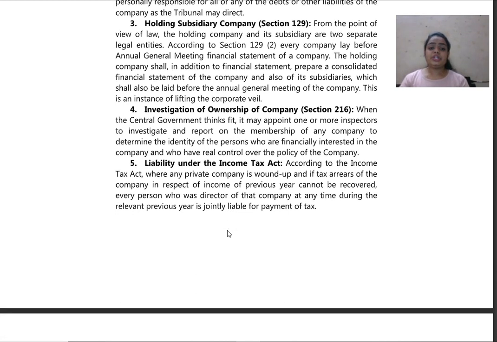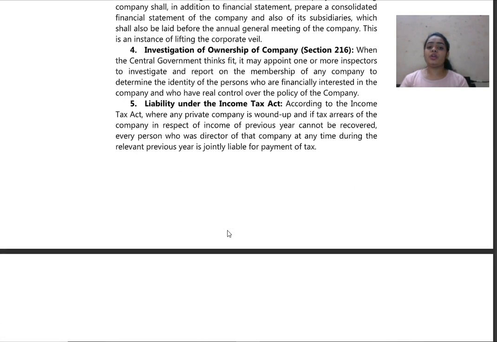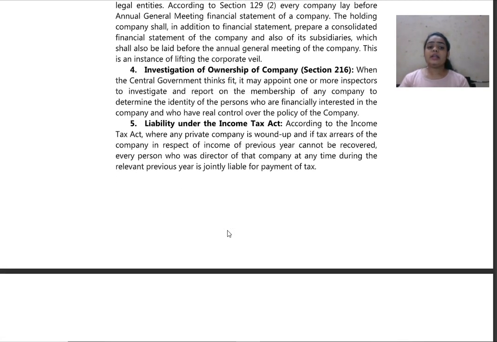Further, we shall see about investigation of ownership of a company. When the central government thinks fit, it may appoint one or more inspectors to investigate and report on the membership of any company to determine the identity of the persons who are financially interested in the company and who have real control over the policy of the company. So, investigation of ownership of company.